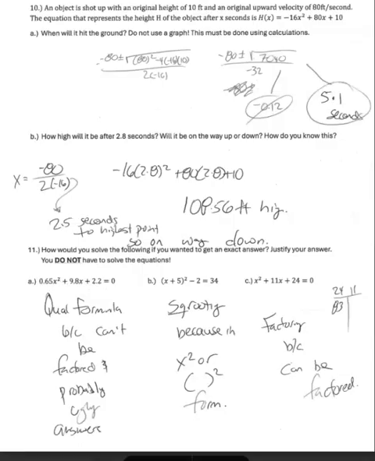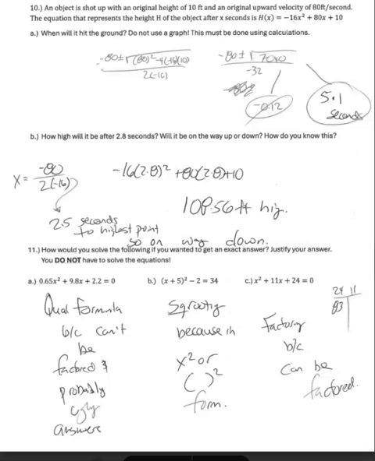Number 11 says, how would you solve the following if you wanted to get exact answers? Justify your answer. You do not have to solve. So the first one, that A, B, and C are really ugly. I'm pretty sure it's not going to factor nicely. I can't square root because there's a B term. I would probably say quad formula. Quad formula, or you could go over and do completing the square. Either one, because the answers are probably going to be ugly.